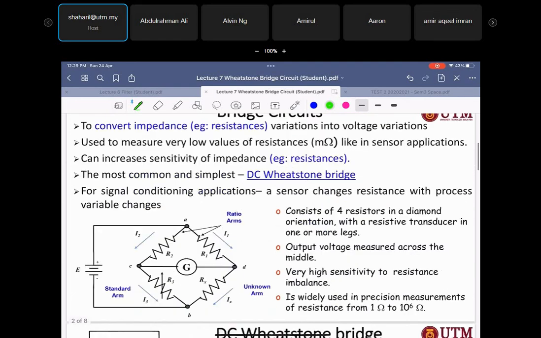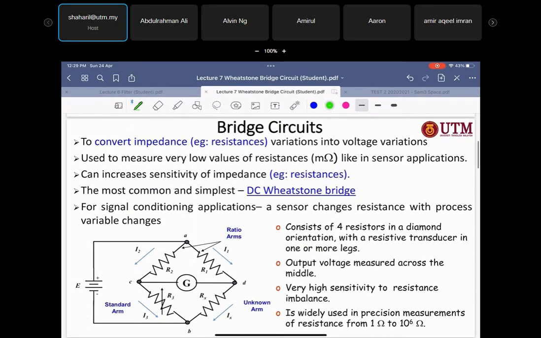Okay, so the bridge circuit is used to convert the impedance, which is the resistance variation, into the voltage variation. It is used to measure very low values of resistance, very low in terms of milliohm, and so on. It also can increase the sensitivity of the impedance. And the most common or simplest one is the DC Wheatstone bridge.